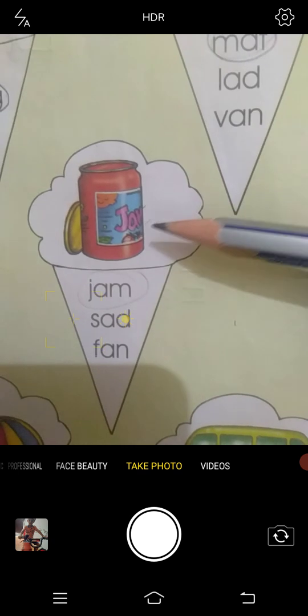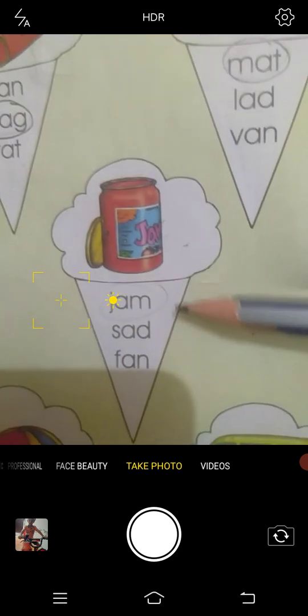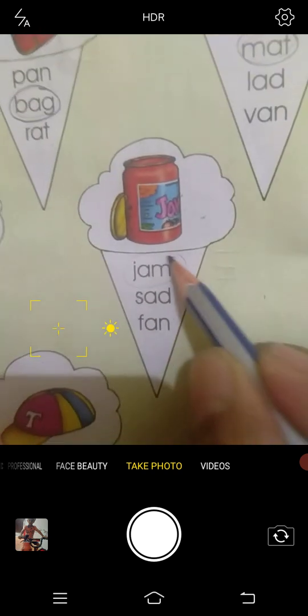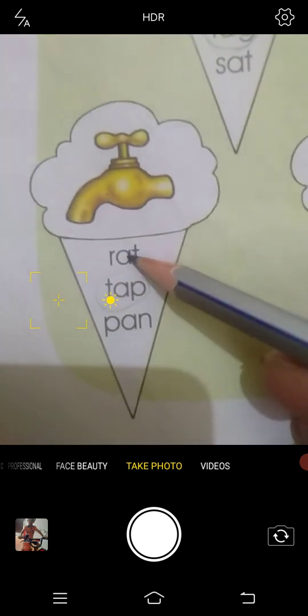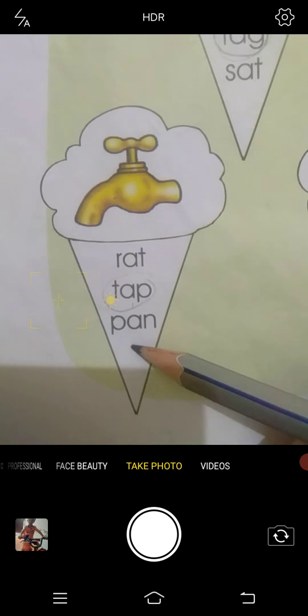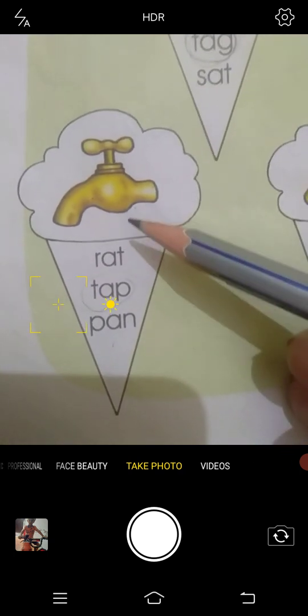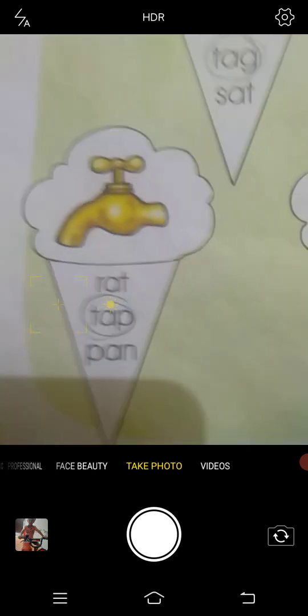Now see here. What is this? You eat it with bread. JAM jam, SAD sad, FAN fan. This is JAM, jam. Okay. Now come here. RAT rat, TAP tap, PAN pan. We get water from the tap. This is TAP, tap.